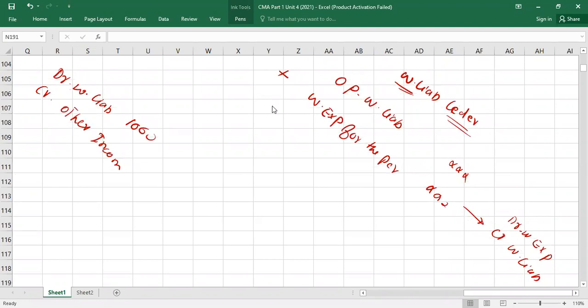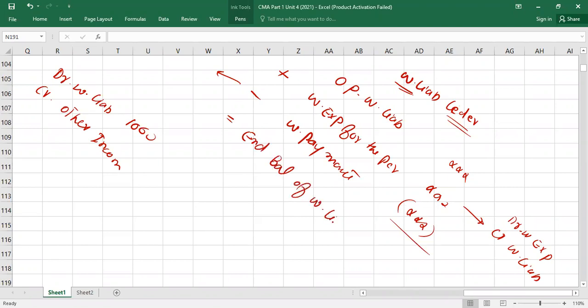And then third thing, you need to subtract warranty payments. Warranty payments for the period, whatever payments you have made. For warranty payments, what entry did you pass? Debit warranty liability, credit cash or inventory. So warranty liability was debited. You will subtract here. This is how you will get the ending balance of warranty liability, which will be reflected in the balance sheet.